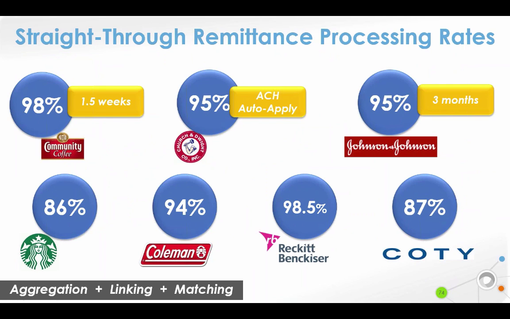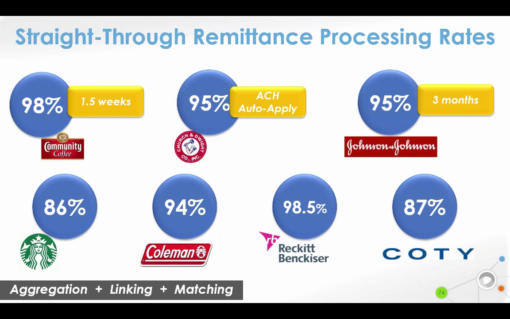So Community Coffee was a great case. They have upwards of 98% straight-through processing, and once the system went live, they achieved this 98% within a week and a half. So it only took a week and a half for them to go from a manual process to 98% straight-through processing. Church & Dwight, which is the famous Arm & Hammer, we actually helped them with their electronic payments for ACH, and they were able to auto-apply 95% of their ACH payments.